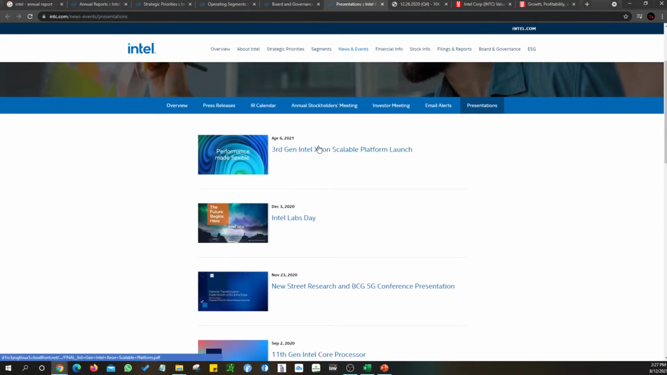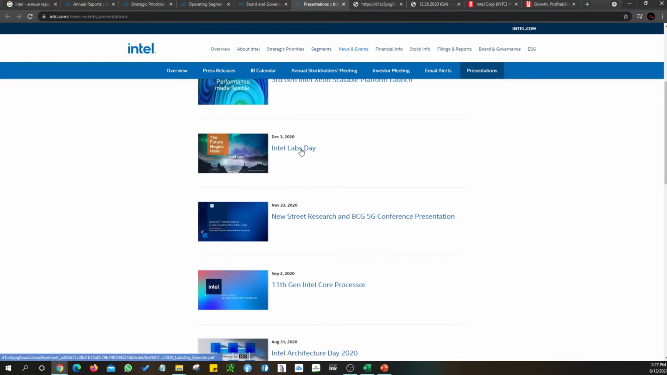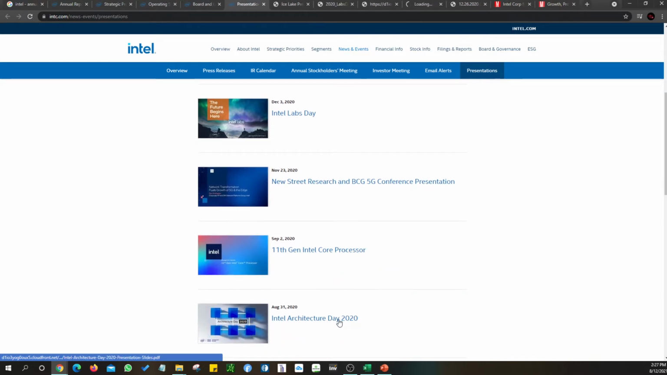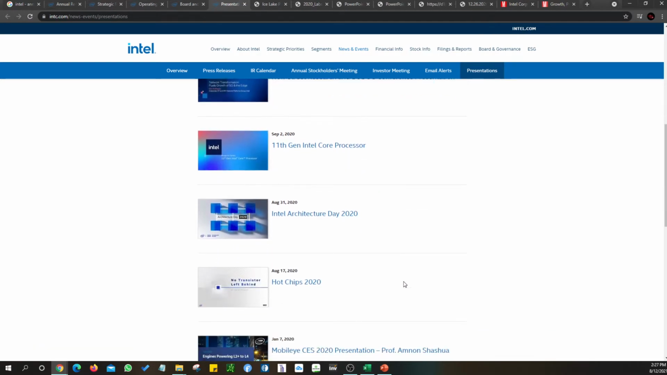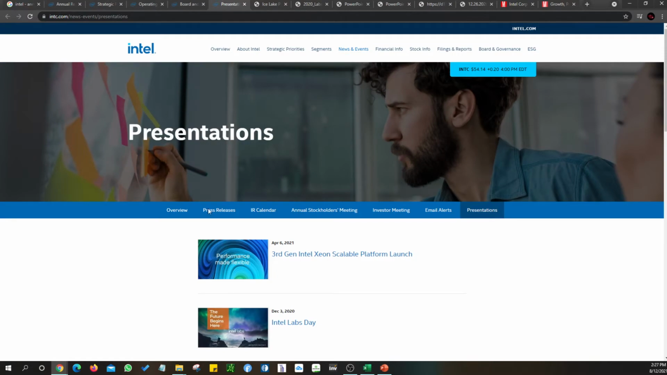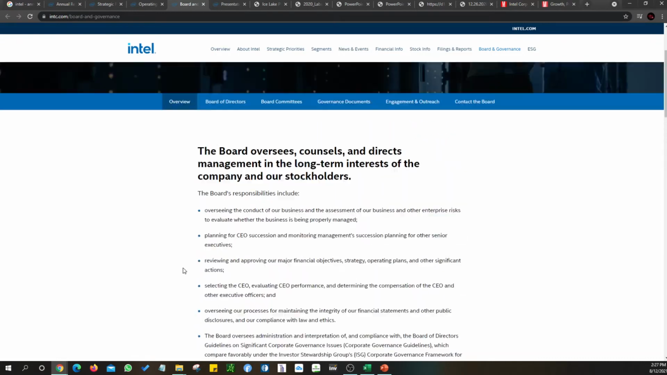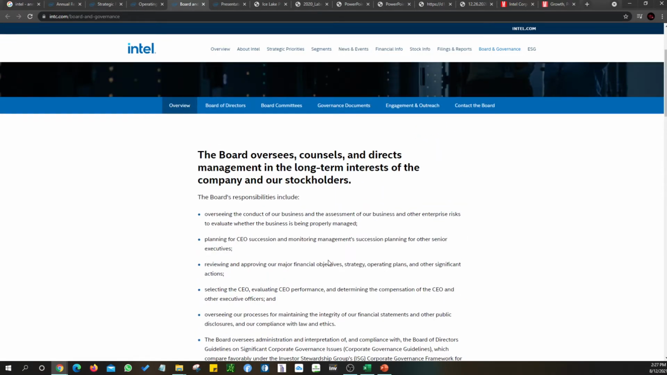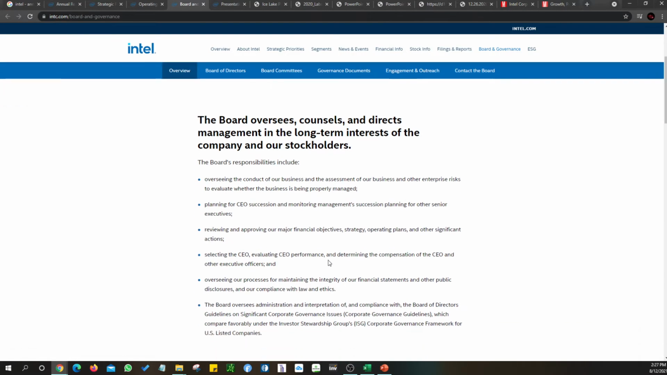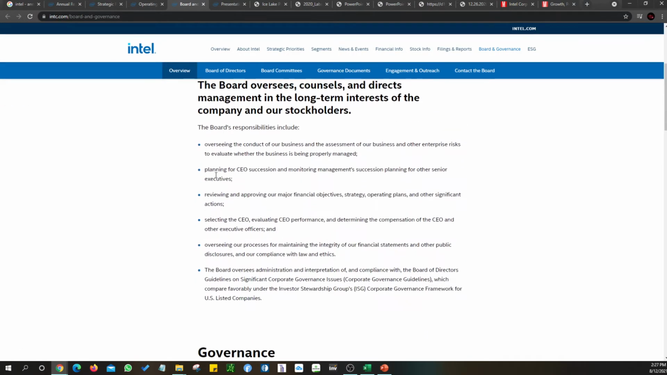So they have quite a lot of presentations. We can actually read further. Intel Lab Day, New Street Research, about their Architecture Day. You see, this is why I said I really enjoy going to the investor solution, because you can get to know more. Here you can get to know about their governing and the boards. So when you read this, you already know that they have a succession plan.